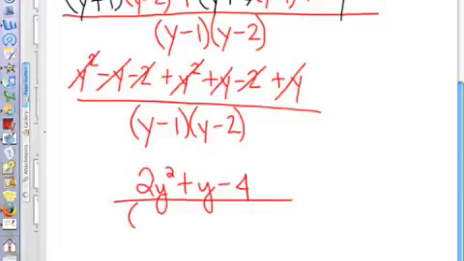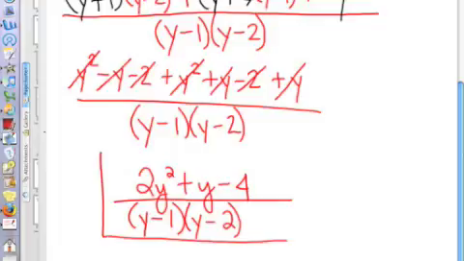This trinomial cannot be factored. Therefore, you have your answer.